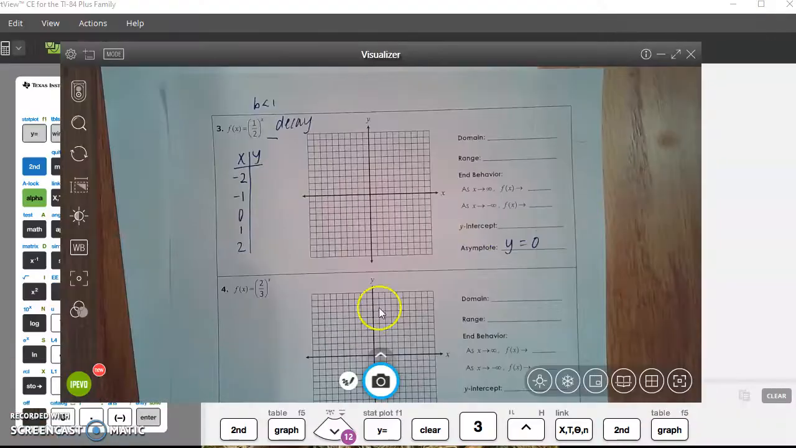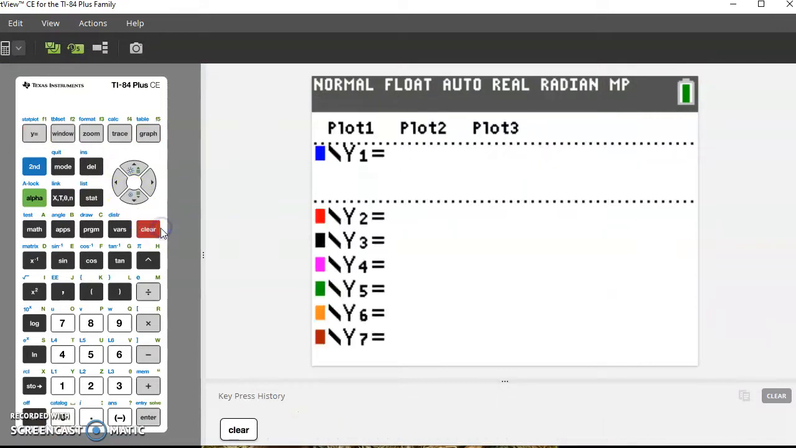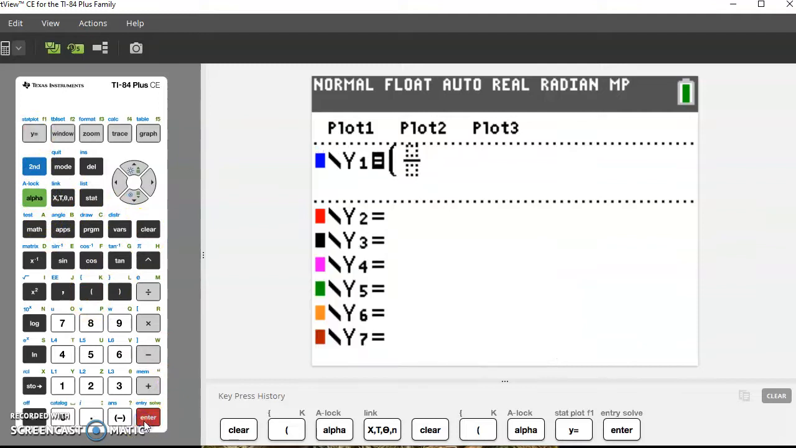When we go back to our calculator, you're going to go back to your y equals, clear out anything that's in it. I'm going to do parentheses, and you can either do your function as a fraction, so I can do alpha x, or you could do alpha y equals and get your fraction.